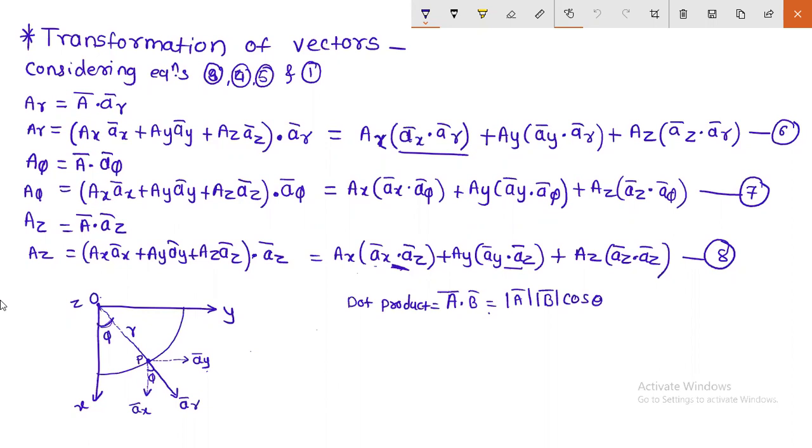Then we will consider the cylindrical coordinates, which are r, phi and z. r is the radius of the cylinder. If I consider this one quarter circle, it is nothing but the surface, and from the origin to this point P, it is the radius of your cylinder. So you can consider any point on the cylinder. From this origin to this point P it is the radius, and this point P will have three coordinates, that is r, phi and z, because it is the cylindrical system.